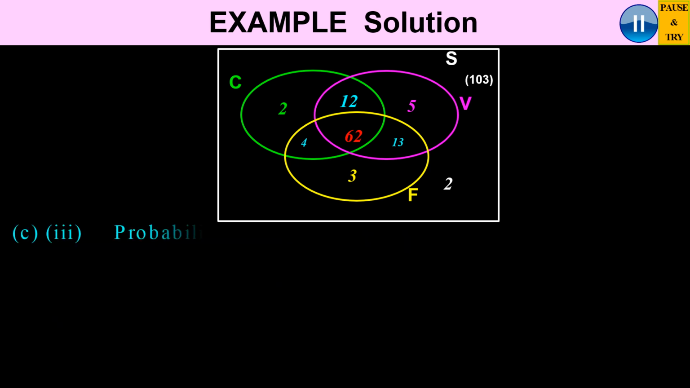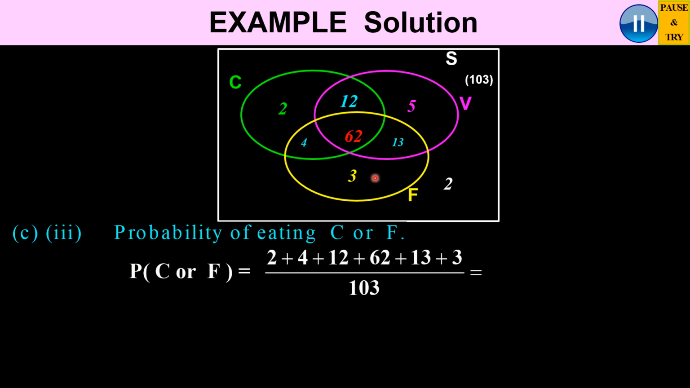Now let's look at the third question here. Determine the probability of eating chicken or fish. Chicken or fish would be that there. Those are the 6, the 2, the 12, the 4, the 62, the 13, and the 3. And we find the sum of that. So that is 2 plus 4 plus 12 plus 62 plus 13 plus 3. That total is going to be 96.